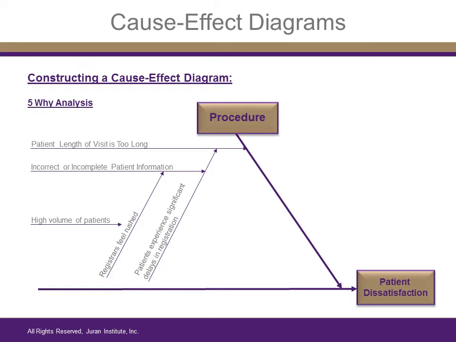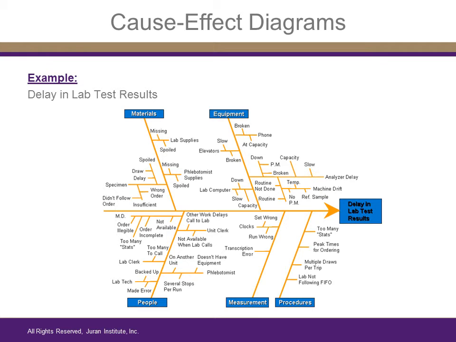Now we will display another completed example for you to observe. The following example analyzes the causes of delays in receiving lab results. Please take a few minutes to observe. You will note that the 5 branches of the diagram do not match the 5 P's.